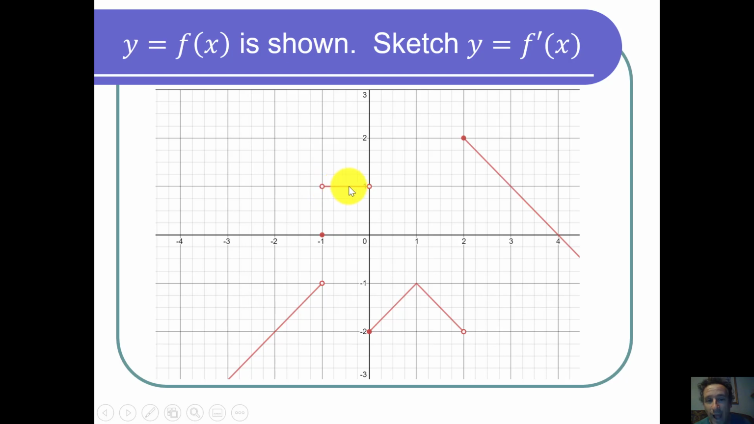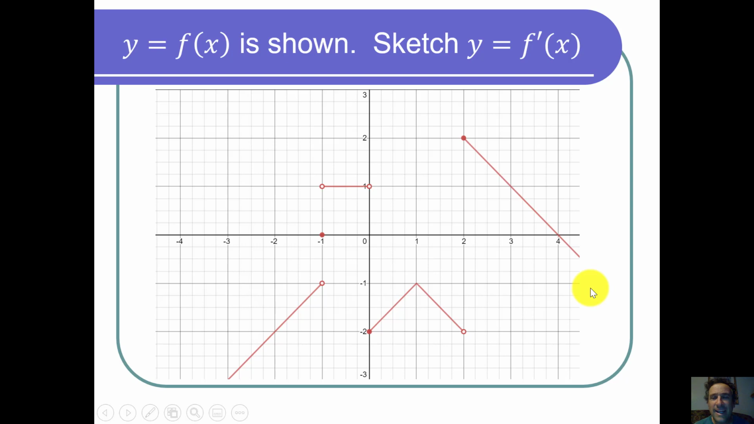And then it goes flat until you get to x equals 0, and then you jump down. We have a hole at the top. We have a dot at the bottom. And then we go upwards, and then we suddenly go downwards. No holes or anything. Nice and continuous at this point, but it does go downwards. And then we jump, and then we go downwards. And what we're going to do is find the sketch of y equals f prime of x.